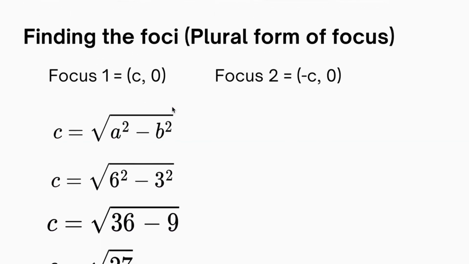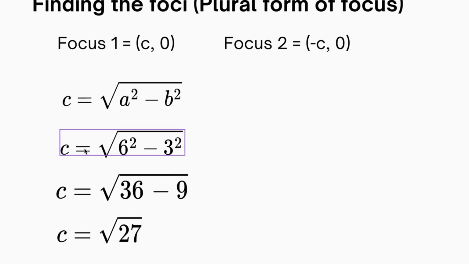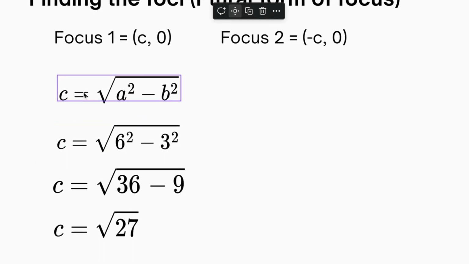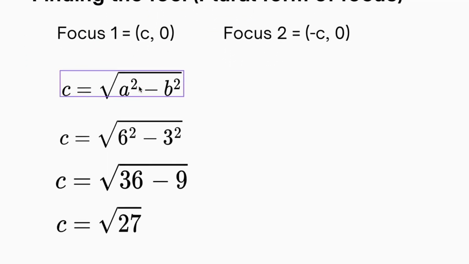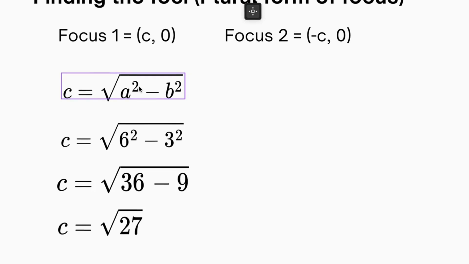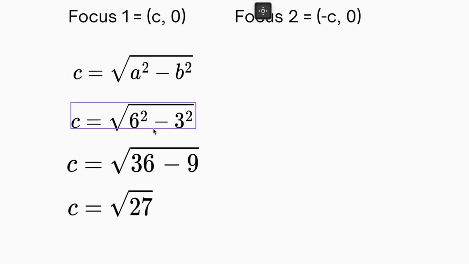Okay, so to find out c here, we have an equation which looks similar to the Pythagorean theorem, right? So let's see what the equation is. c equals square root of a squared minus b squared. Let's plug in our a and b inputs, a equals 6 and b equals 3. 6 squared is 36. 3 squared is 9. So square root of 36 minus 9 is square root of 27.